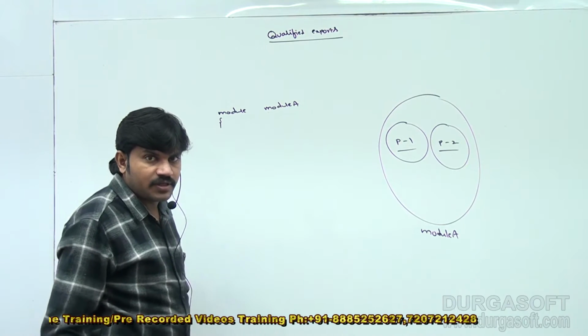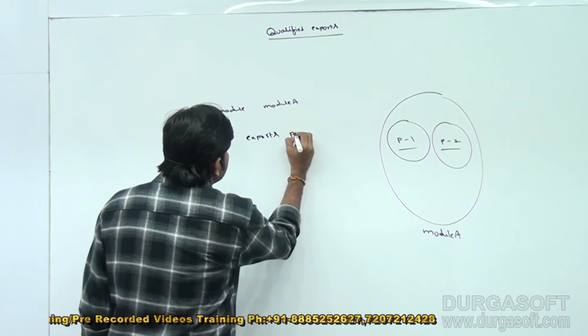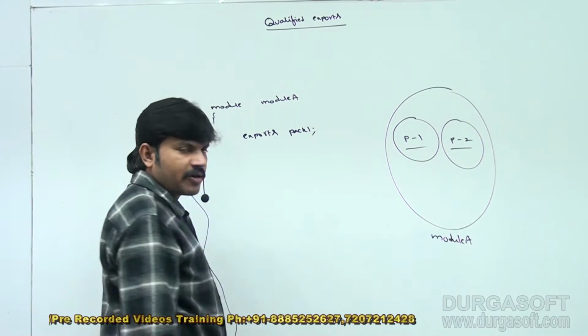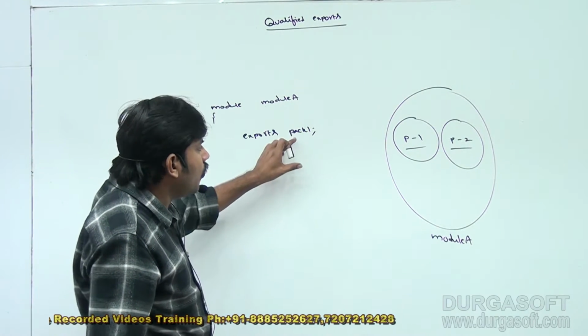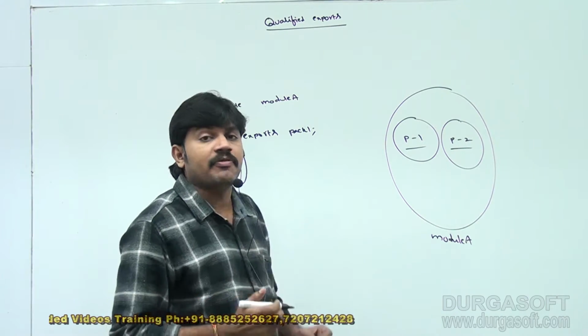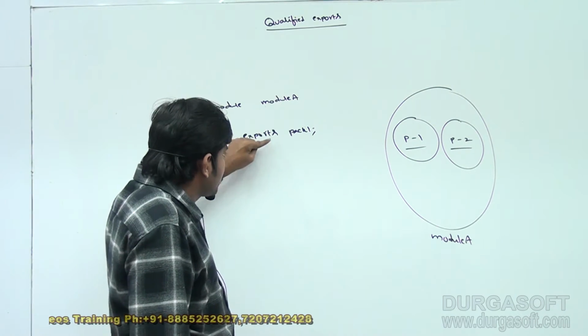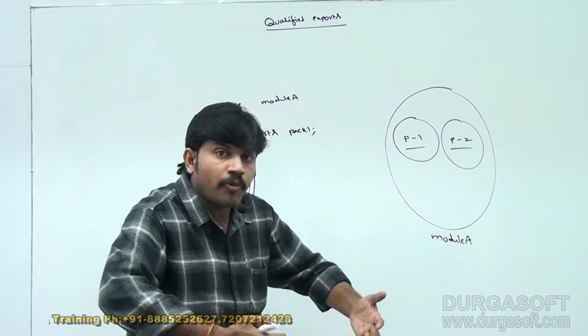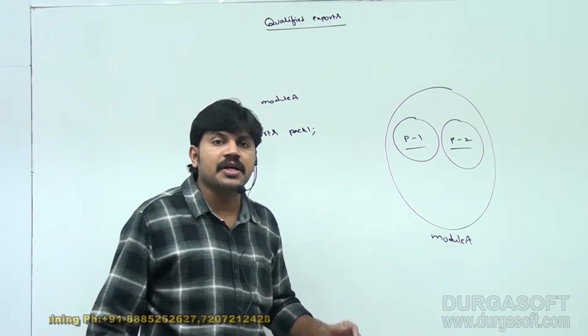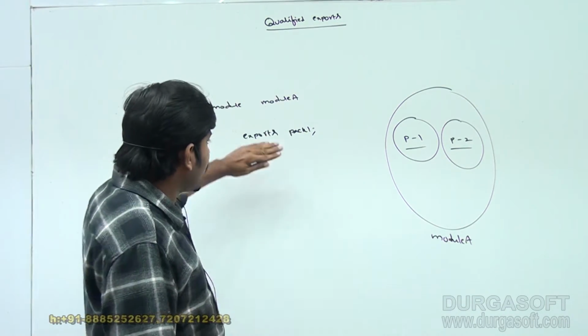Suppose I take the module-info.java of module A. Observe that very carefully. Module A exports pack 1, then automatically only pack 1 is available for the remaining modules. So a module can use the exports keyword to export its packages to the remaining modules. For that purpose we use exports.